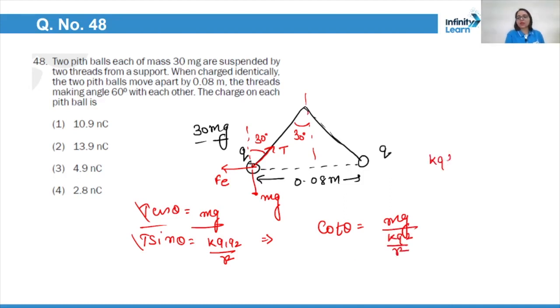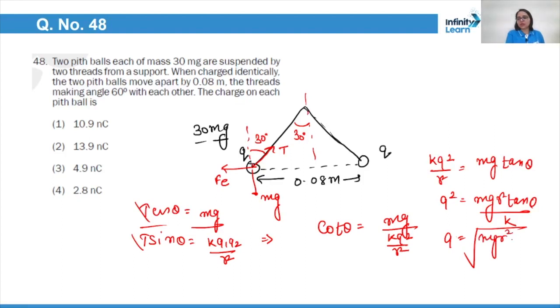So kq square upon r square will be mg tan theta. So q square will be mg r square tan theta upon k, right? So q is under root mg r square tan theta upon k. If you put the value of m is 30 mg, g is 9.8, r is 0.08 meter, tan 30 degree is 1 by root 3, and k is 1 upon 4 pi epsilon naught, which is 9 into 10 power 9, you'll get the value of charge is 10.9 nanocoulomb.